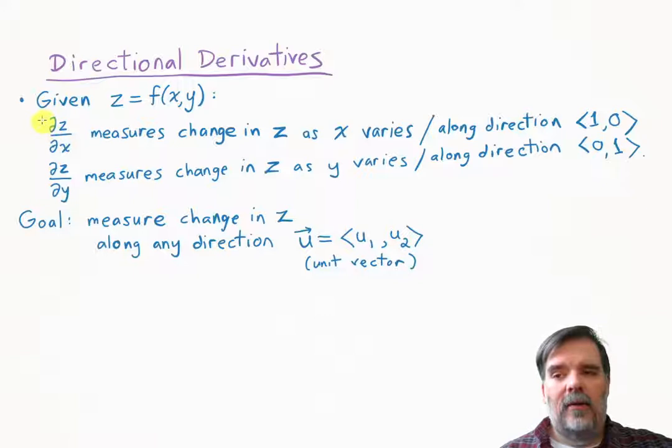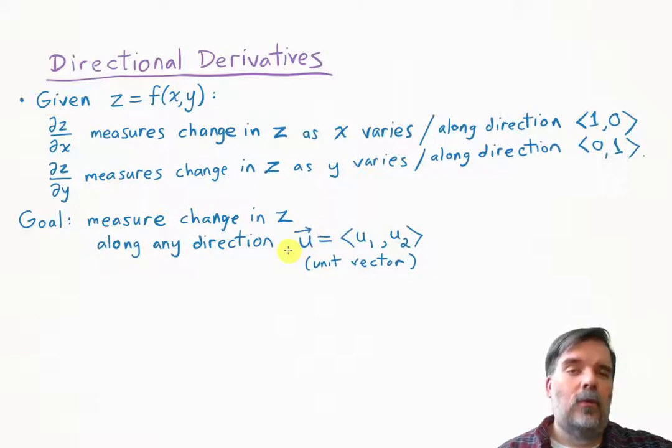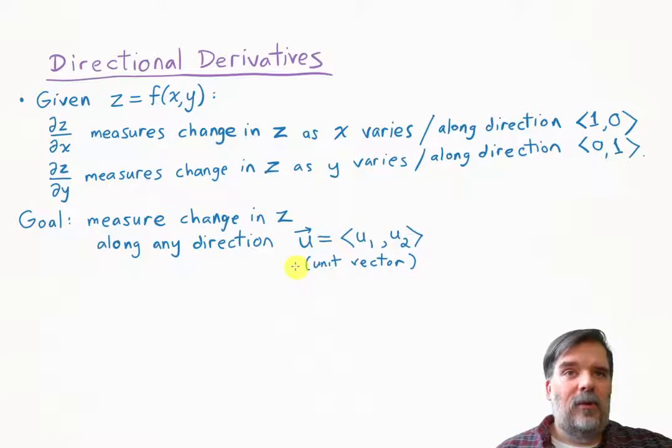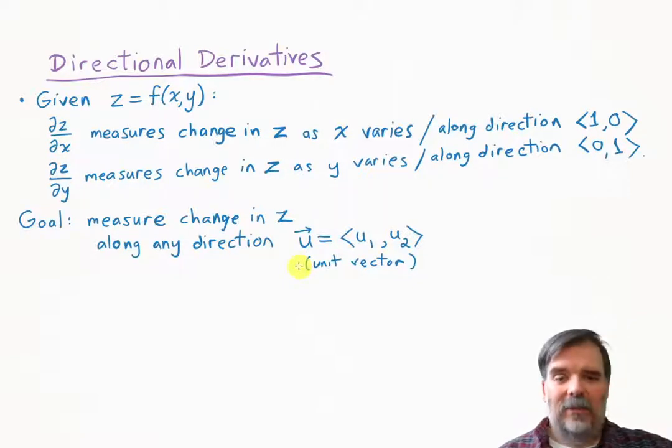Or if you want, you can think of dz/dx as the change in the direction (1, 0), while dz/dy is the change along the direction (0, 1). The goal of this lesson is to learn how to measure the change in z along any direction, not just the coordinate axes. So we'll measure the change along the direction vector u, which is going to represent a unit vector. We choose u to remind us that we like to use unit vectors. In general, we're trying to answer the question: if you're hiking on a mountain and you go north by northeast, how quickly is your elevation changing?